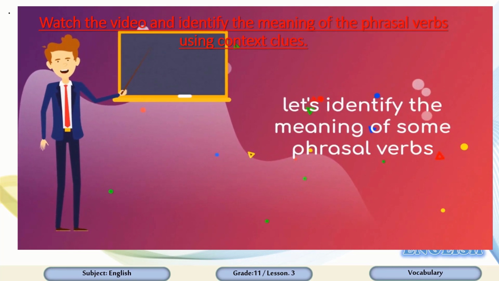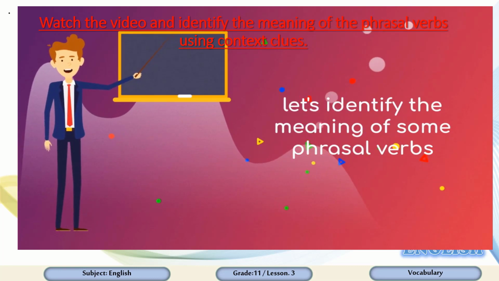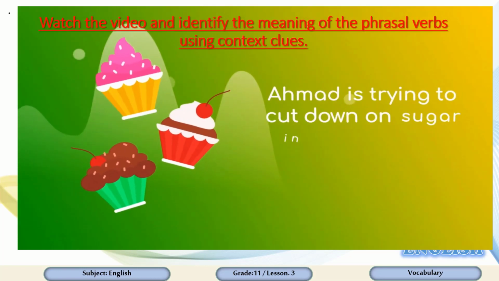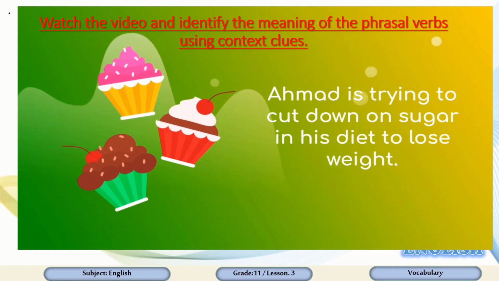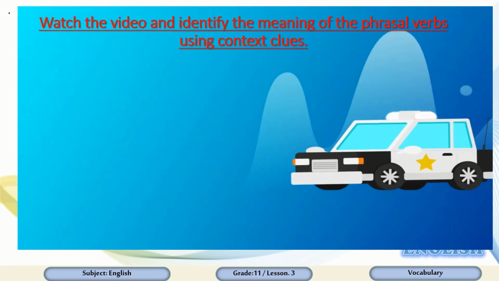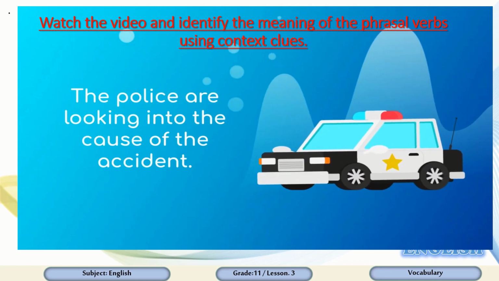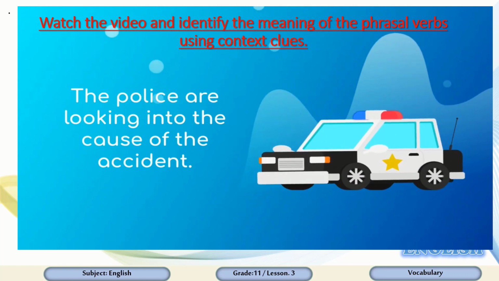Hello, everybody. Do you find some phrasal verbs confusing? Let's identify their meanings. What's the meaning of cut down on? Ahmed is trying to cut down on sugar in his diet to lose weight. Look into. Let's see the example. The police are looking into the cause of the accident. They are still investigating.